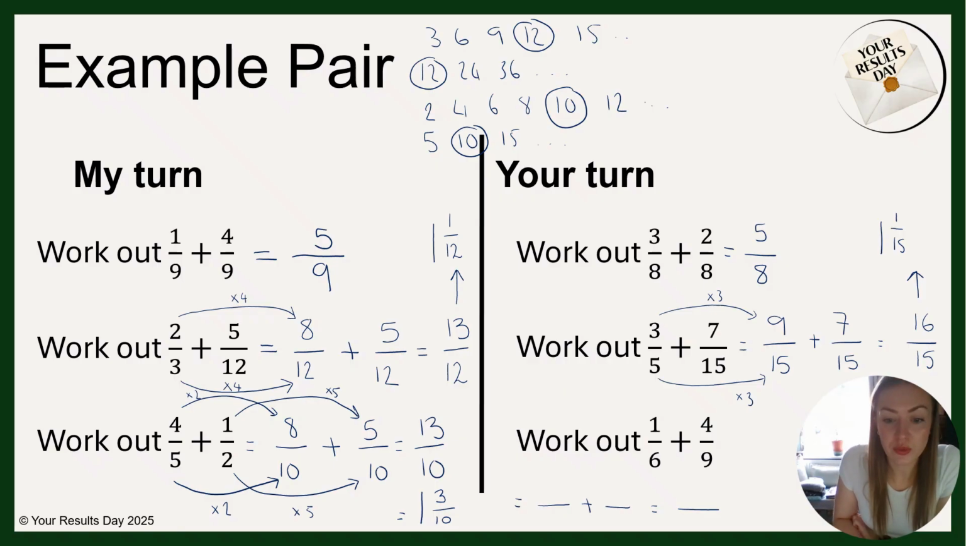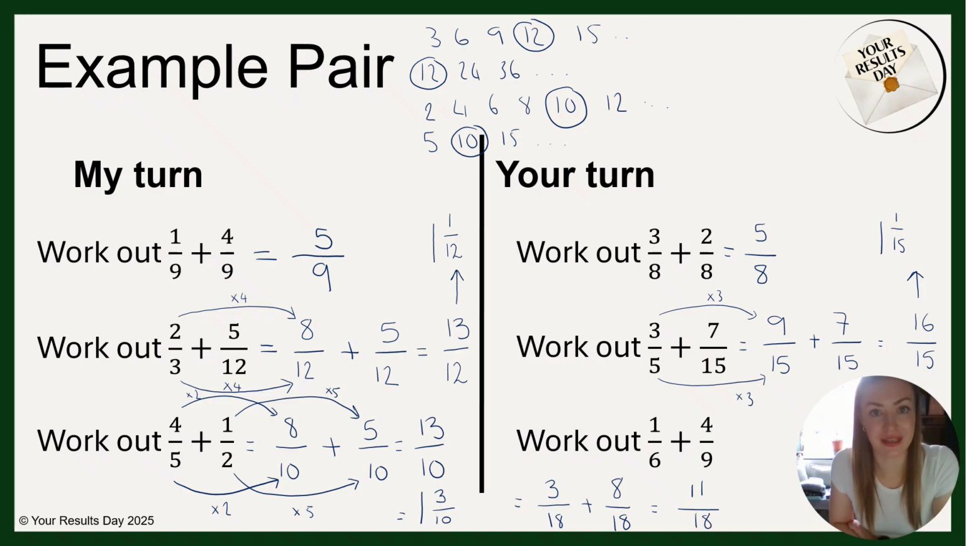And with your final question, the lowest common multiple of 6 and 9 is 18. 6 goes into 18 3 times, and so 1 times 3 is 3. 9 goes into 18 twice, and 4 times 2 is 8. 3 plus 8 is 11 over 18, and there's no way for me to simplify that, and I can't convert it to a mixed number.